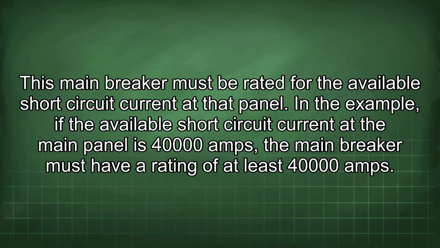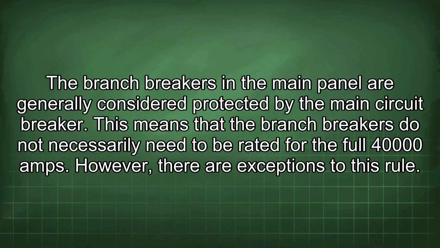In the example, if the available short-circuit current at the main panel is 40,000 amps, the main breaker must have a rating of at least 40,000 amps. The branch breakers in the main panel are generally considered protected by the main circuit breaker. This means that the branch breakers do not necessarily need to be rated for the full 40,000 amps. However, there are exceptions to this rule.